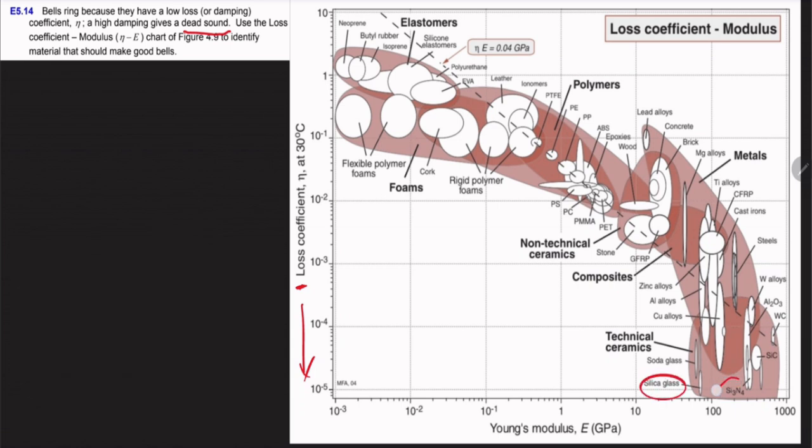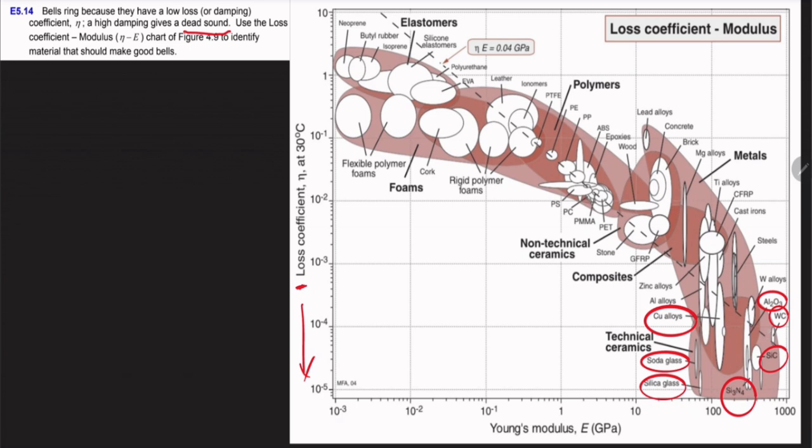Another material you can see here is silicon nitride, Si3N4. Another is silicon carbide. We can also see tungsten carbide, alumina, Al2O3, soda glass, and copper alloys. So once you have all this selection, you can now go further in documentation and read about these materials.